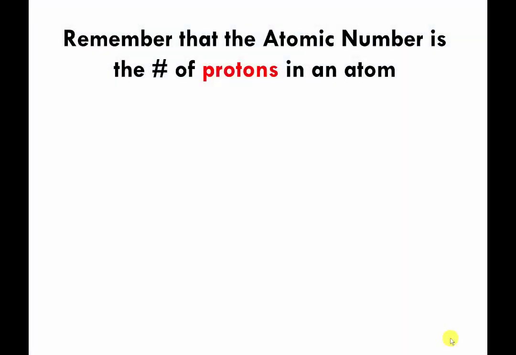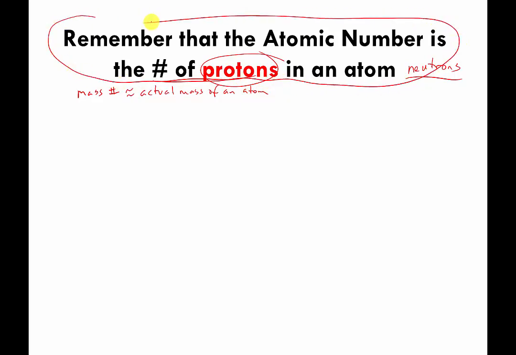All right, we have spent the last couple of videos pretty much talking about protons. We've also spent the last couple of videos talking about neutrons. We've been talking about the mass number of different types of atoms. We've been saying that the mass number is very close to the actual mass of an atom. And as far as we are concerned, the mass number, which is the number of protons plus the number of neutrons, is going to be about equal to the actual mass of an atom. So let's keep that in mind. Let's also remember that the atomic number, this thing over here, is the number of protons that an atom has.